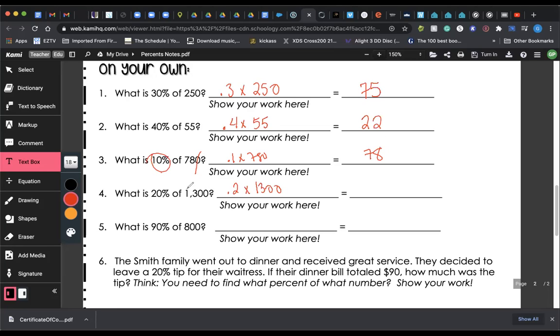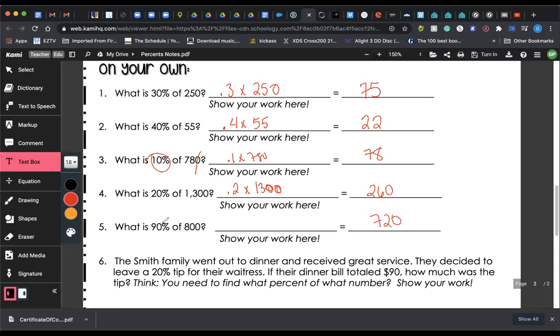Okay. All right. What about number 4? 20% of 1,300. Not 26. 260. You left the 0 off. Okay. And then 90% of 800. 720. Yeah, you left the 0 off again.